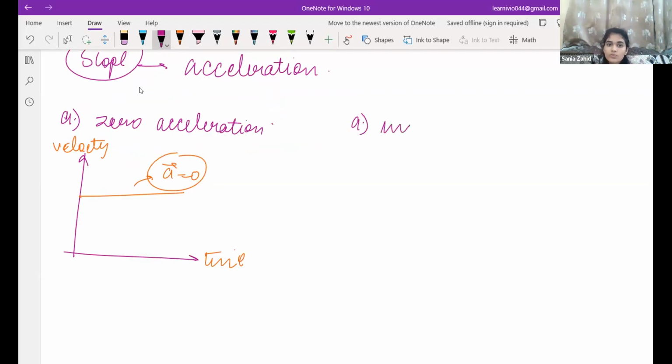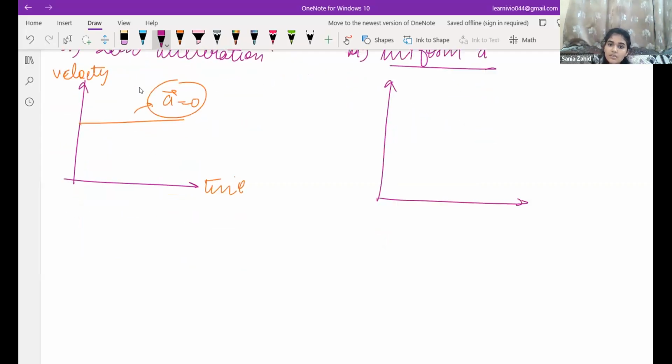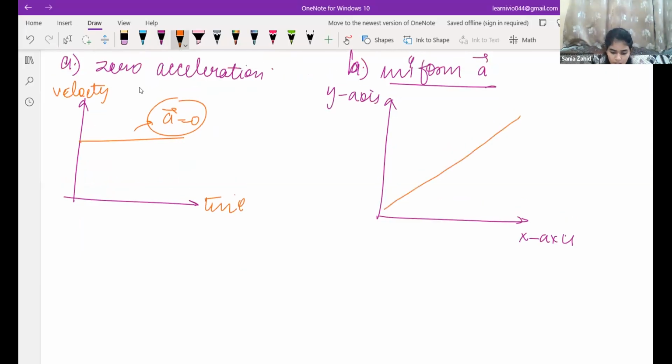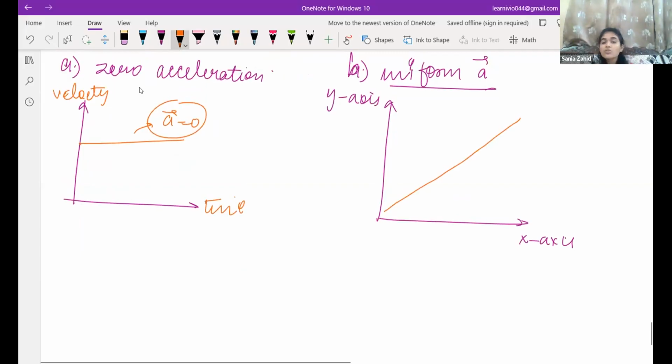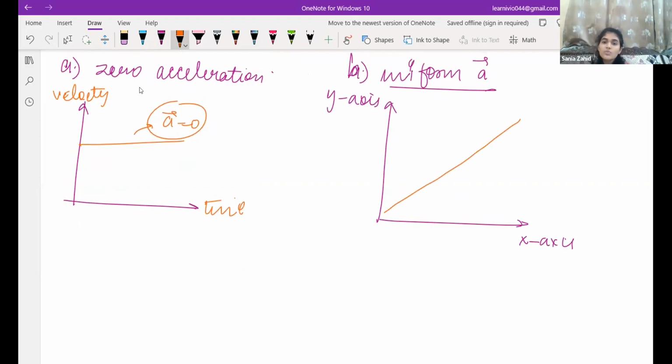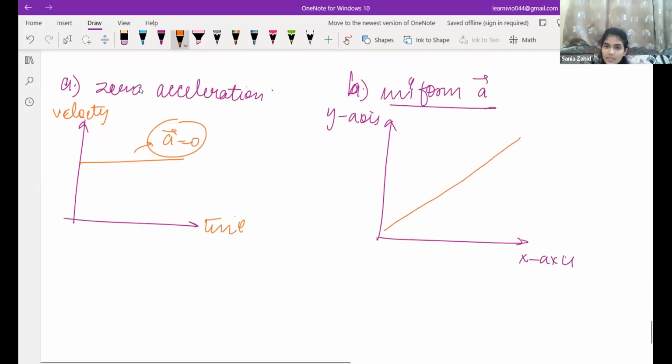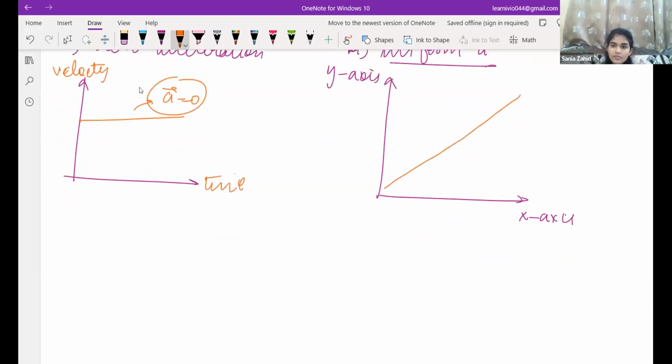So uniform acceleration is how much? You have a y-axis, the x-axis. If you have a straight line like this, then it means uniform acceleration. Then let's suppose you have non-uniform acceleration. Okay, in uniform acceleration also we have more cases. Now let's suppose a situation. Your initial velocity is 0. See, in this case, your initial velocity is 0, right?